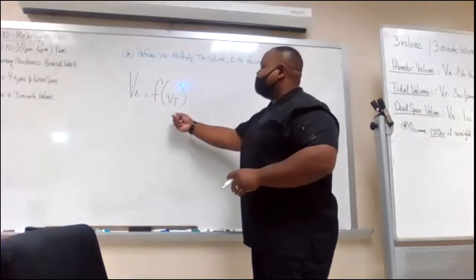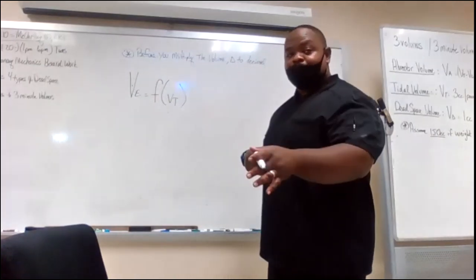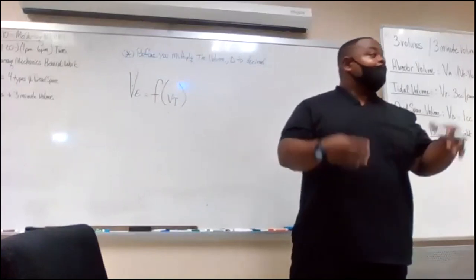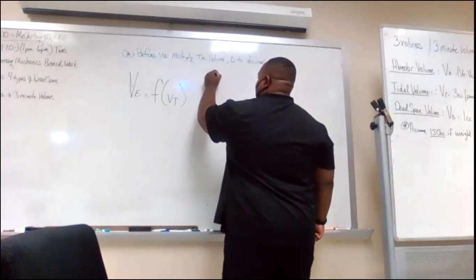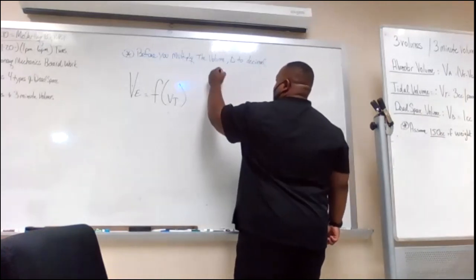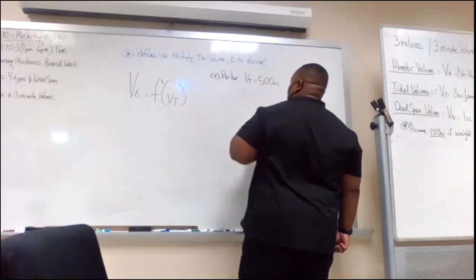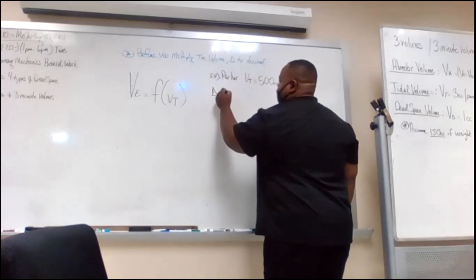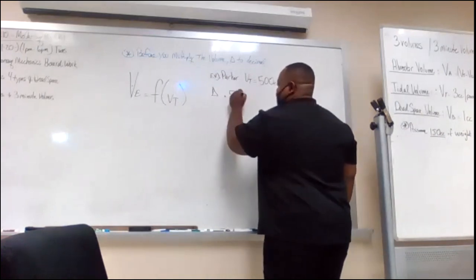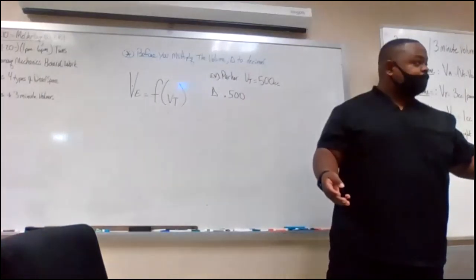Now, once I find whatever volume it is, I change it to a decimal before I multiply so that my answer comes out in liters. Okay? So for example, if Miss Parker's tidal volume is 500 cc, then when I plug that in, I'm going to change it to 0.500 or just 0.5 and multiply. That way my answer comes out in liters. Okay?